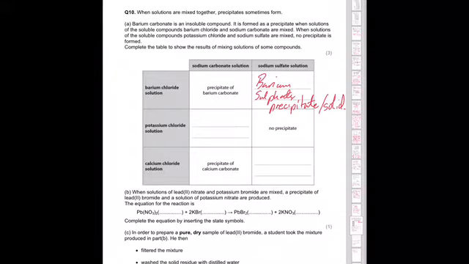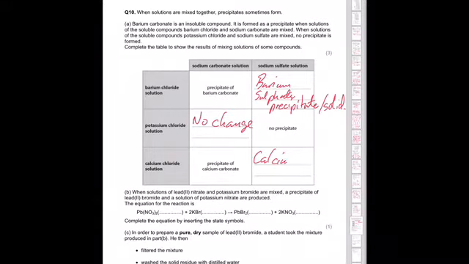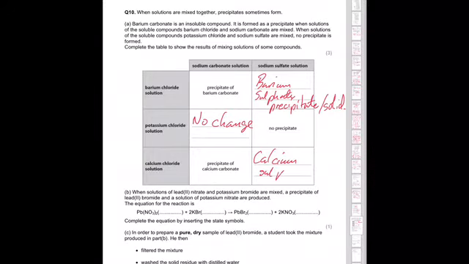Next one is potassium chloride plus sodium carbonate. So it's going to be potassium carbonate and sodium chloride, both group 1. So all group 1 salts are soluble. So you're not going to see any change. There's going to be no changes. There's going to be two colourless solutions forming a colourless solution, two colourless solutions rather.